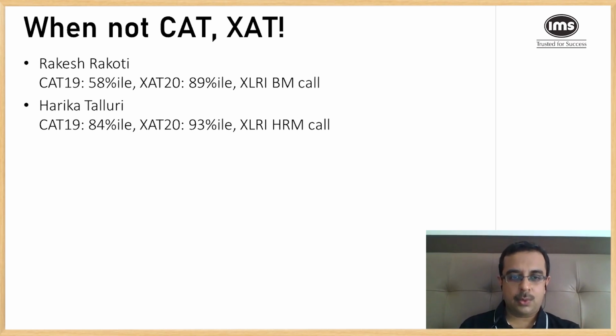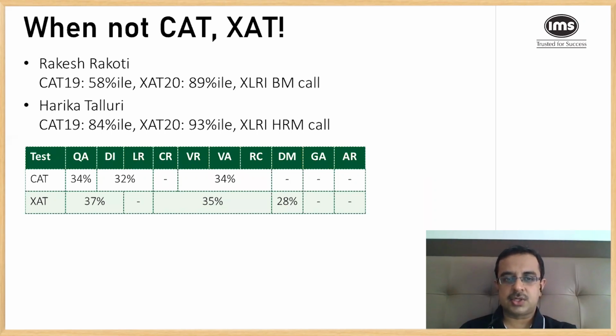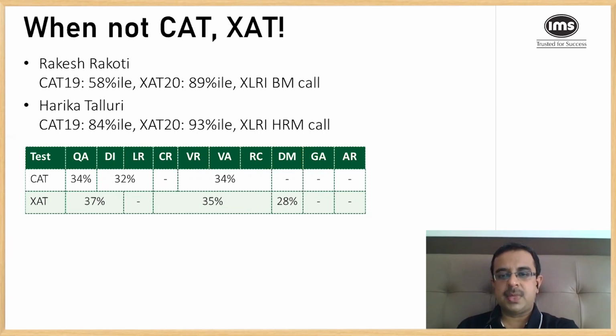So if I were to give you a quick comparison between the CAT and the XAT in terms of the proportion of questions coming from each subject area, I hope this table is visible to you, and I'll help you understand this. Each of these column heads that you see, QA, DI, LR, CR, etc., are all subject areas. QA is of course quant, DI is data interpretation, LR is logical reasoning, CR is critical reasoning, verbal ability, reading comprehension, decision making, general awareness, and what is called abstract reasoning. So these are broadly the subject areas on which each of these tests test you.